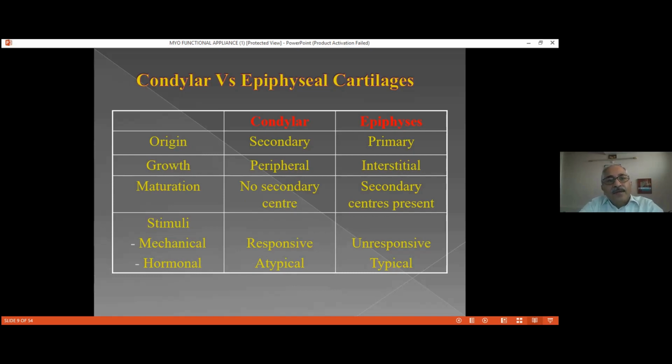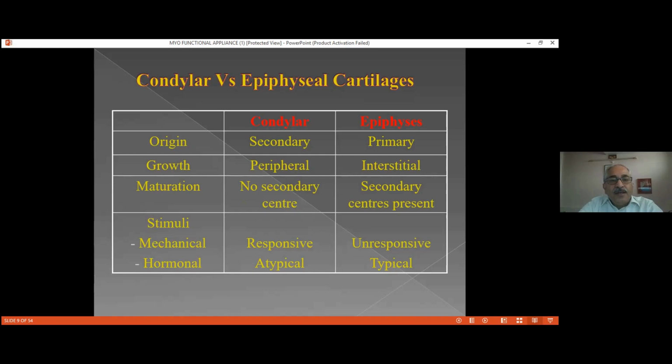But in the process of evolution, that primary joint got embedded into the middle layer inside the skull, and a second functional alteration or adaptation occurred, and a secondary joint was formed. That is why the condylar joint is known as a secondary joint. And the epiphysis of a long bone is a primary joint. This is under the influence of growth hormones.